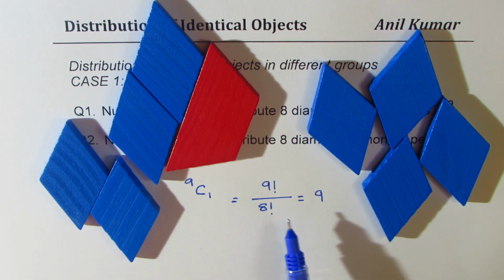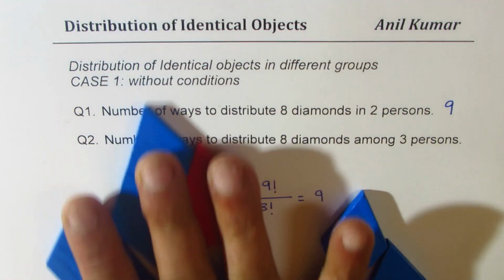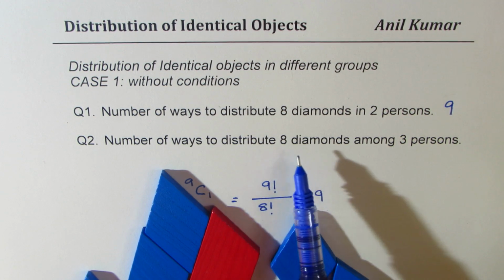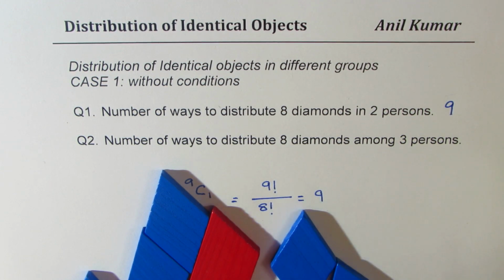Now we're trying to just get a formula, some way or the other. And I think that works, correct? Now let's look into the second question, which is the number of ways to distribute 8 diamonds among 3 persons.